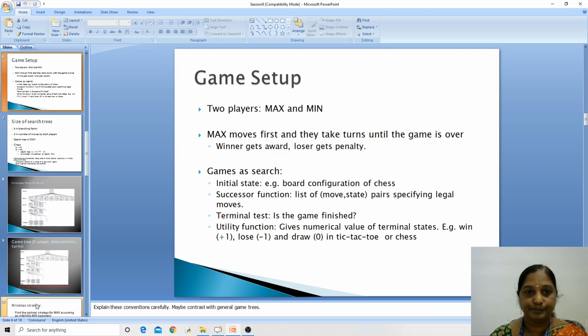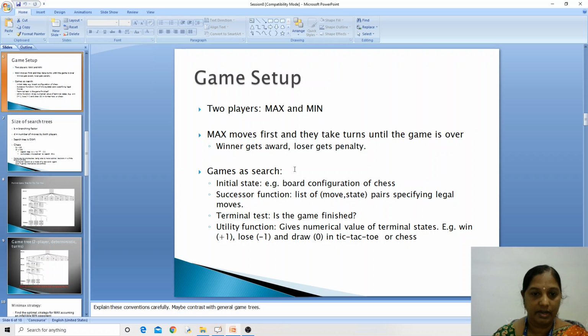And next, game setup. How are we going to set up a game? Here we are discussing a two-player game, Max and Min. Assume these are the two players. Max is one player, Min is the other player. Assume Max is you and Min is your opponent. Max moves first and they take turns until the game is over. The game has to be started by one of the players, so we give the chance to Max first. Max starts his first step and continues until he wins the game or loses the game.